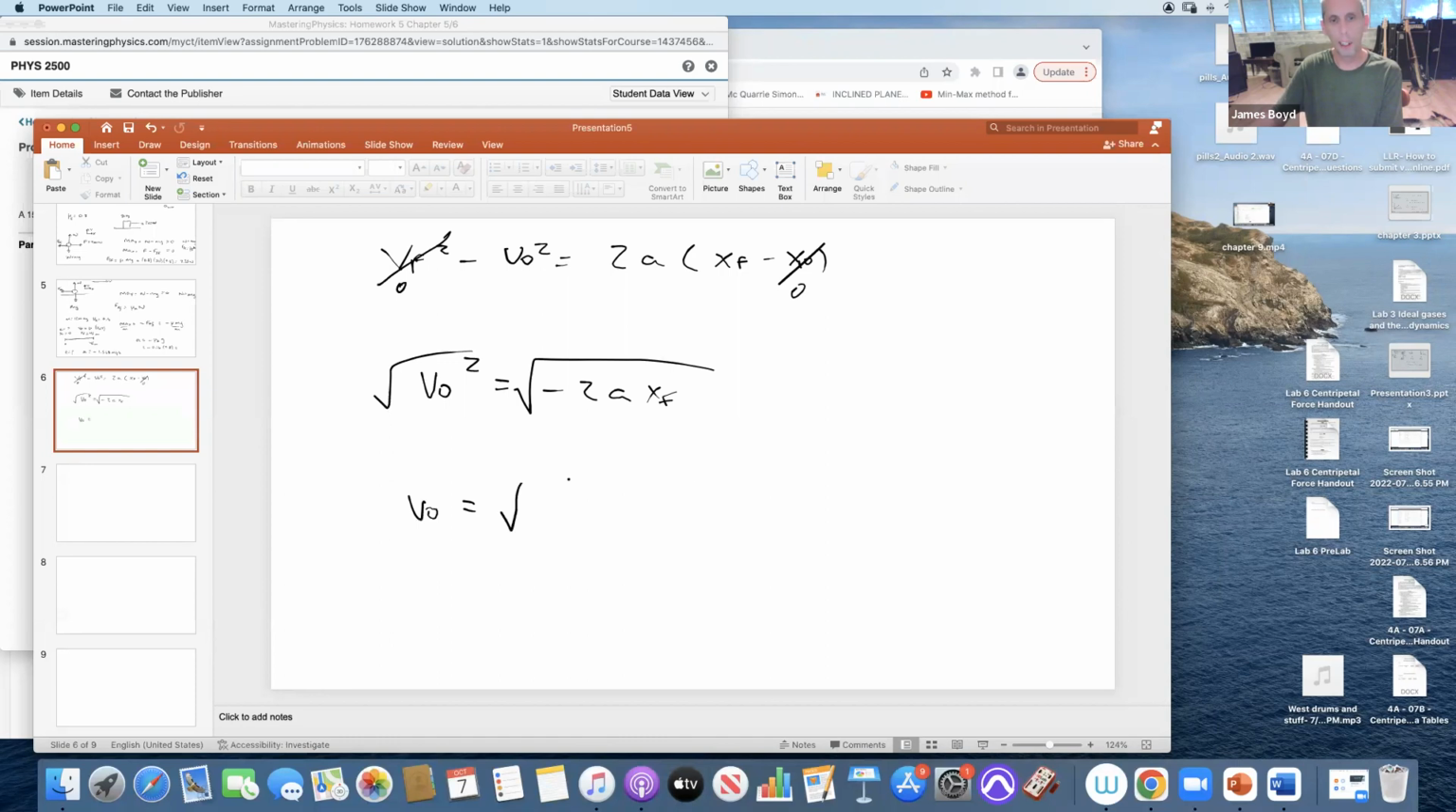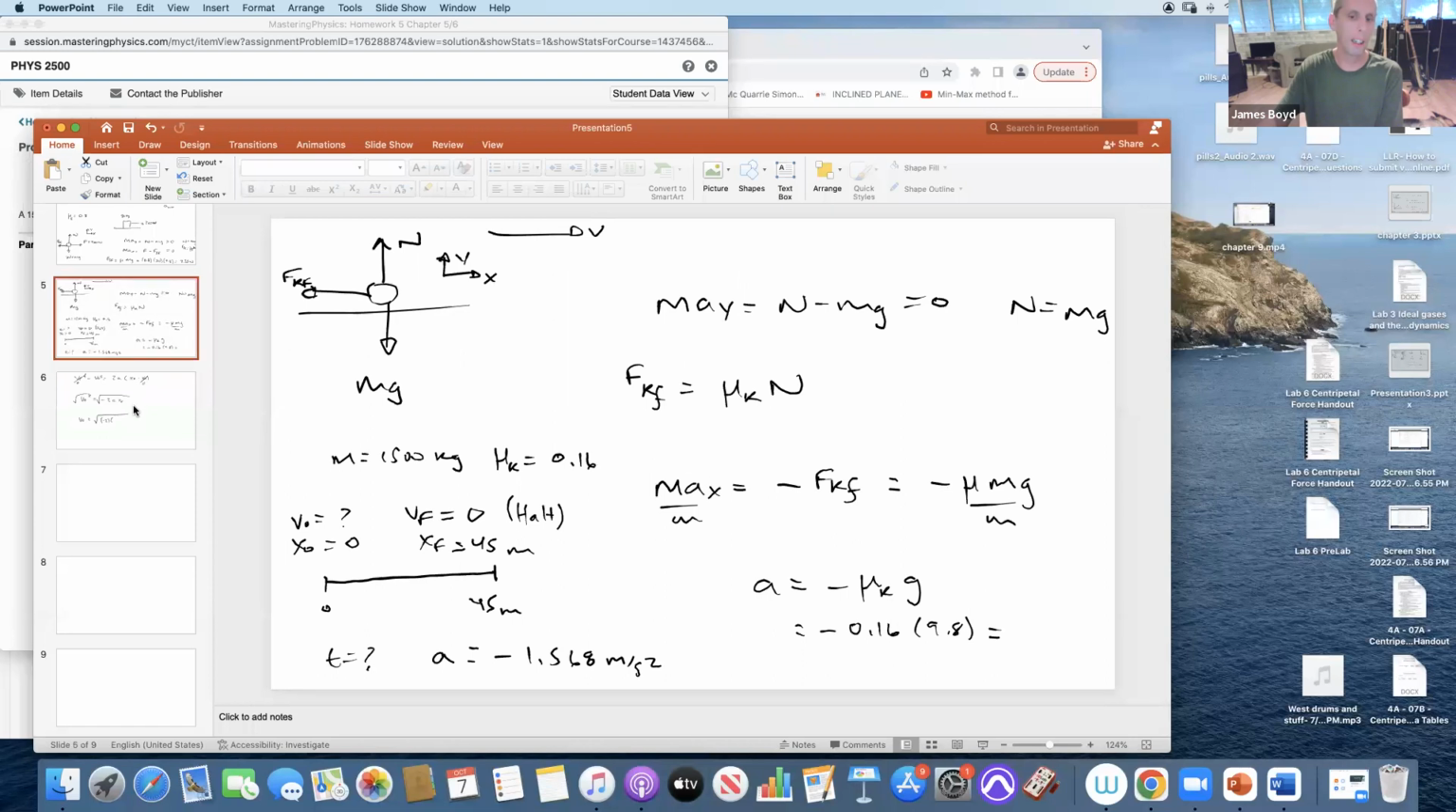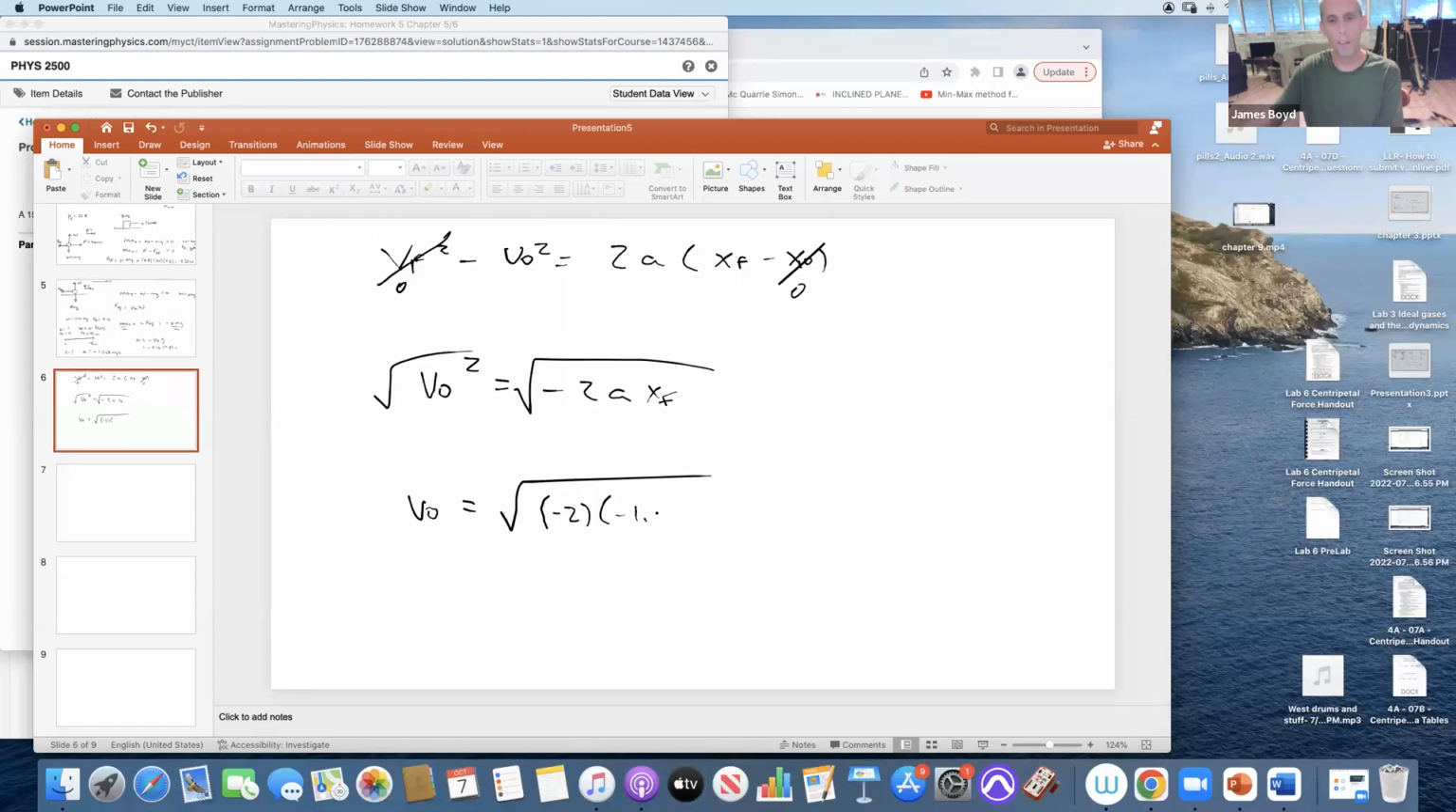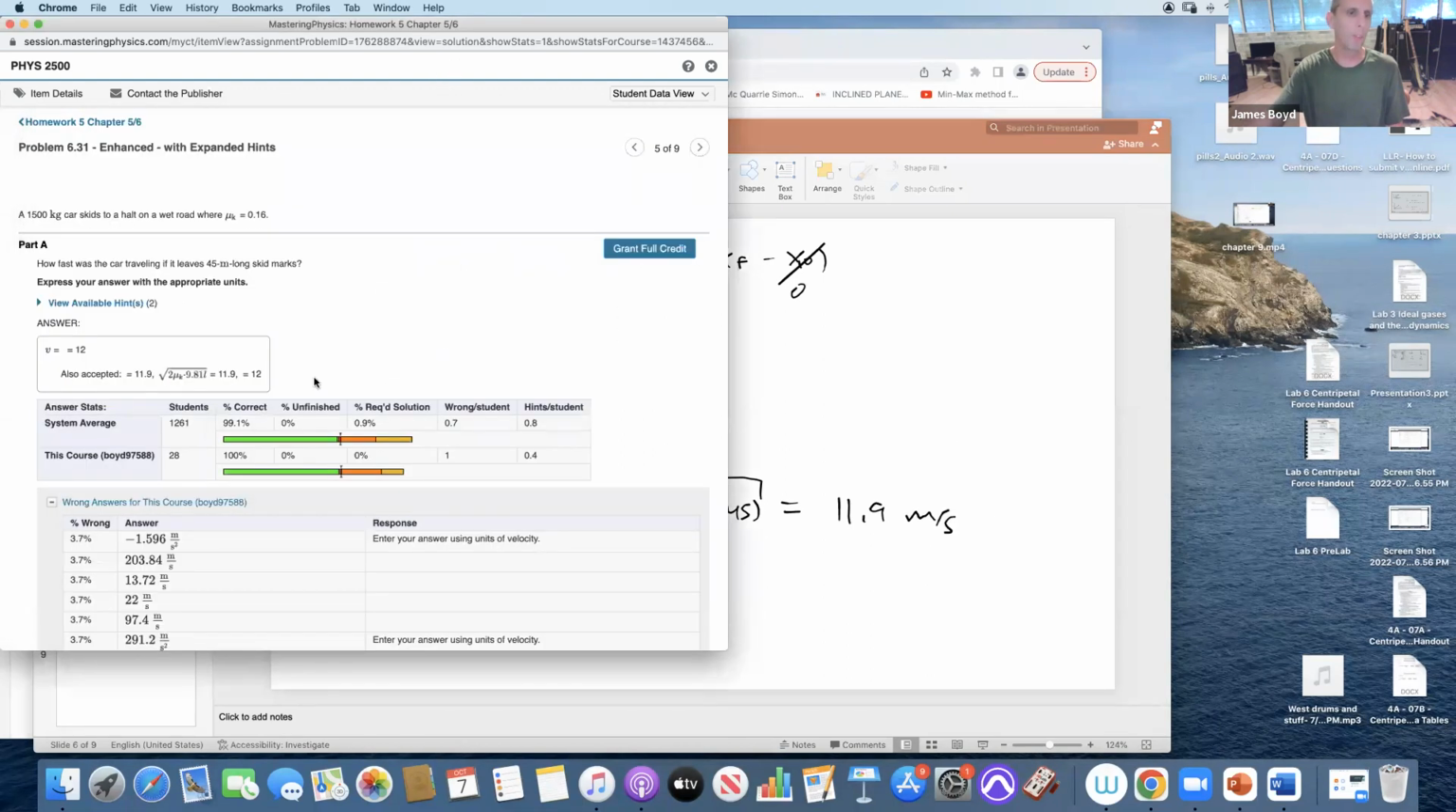So V initial is square root of negative 2 times negative 1.568, I'm sorry, times 45. What we get, those negatives are going to cancel. So 2 times 1.568 times 45. Don't forget to take your square root, and I get 11.9 meters per second, maybe 12. I'm not sure how many sig figs. I think they may only want 2. So 12 meters per second.